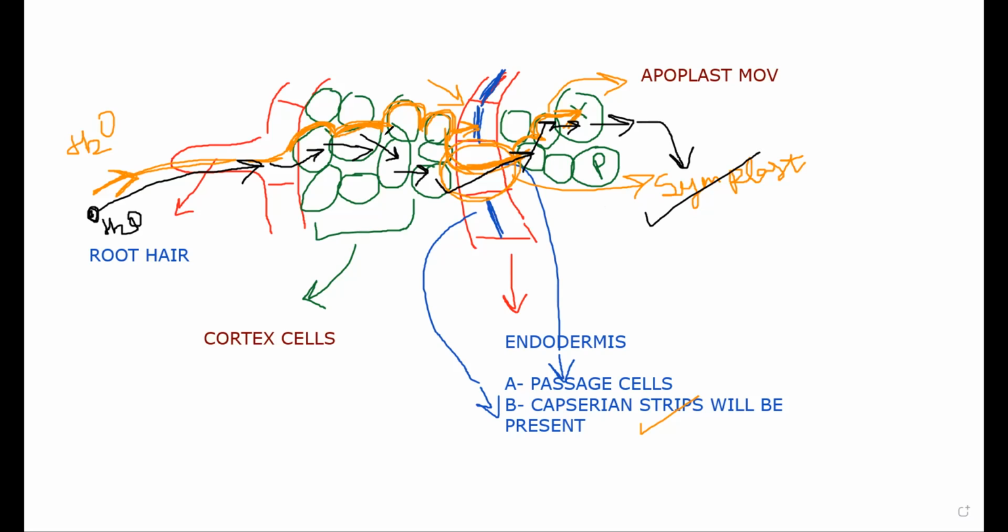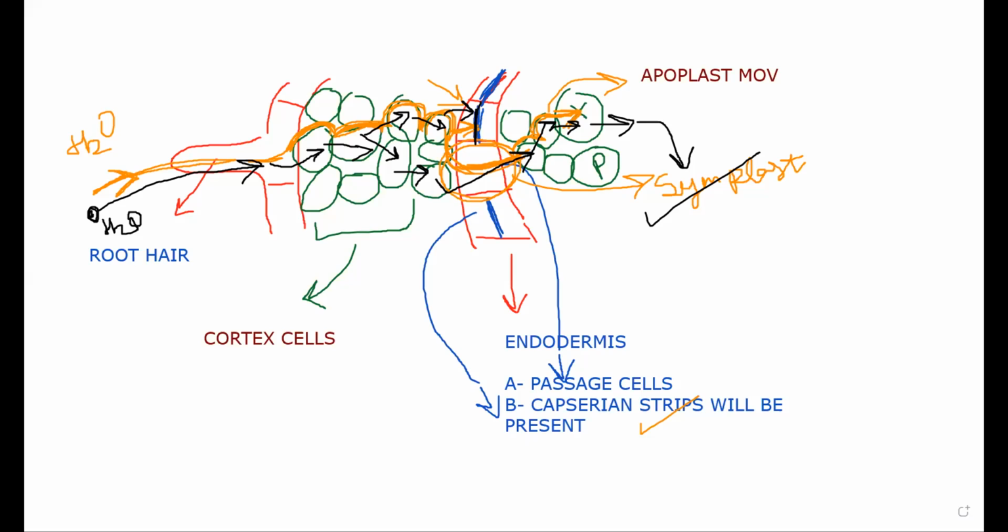But again, if water is trying to go from here, Casparian strips will be coming in the endodermis region. The water will not be able to enter inside the endodermis region, meaning it will not be able to pass because the Casparian strips are present over there. These are impermeable to water. So I hope the concept is very clear to you all. Okay, let's move ahead with the next part.